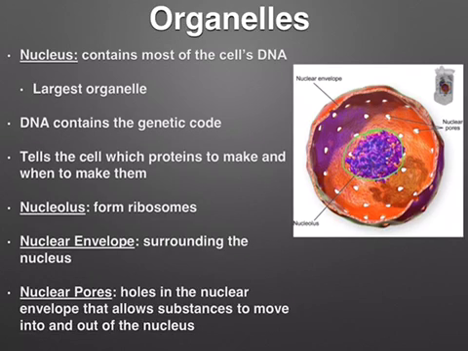Then on the outside, we have this nuclear envelope. And it's very similar to the plasma membrane because it surrounds the nucleus. It's like the skin of the nucleus. And then there's holes in it. You can see that there's holes. And we call those holes pores, kind of like the pores on your face. It's just another way of saying holes. So nuclear pores are holes in the nuclear envelope that allow substances to move into and out of the nucleus.